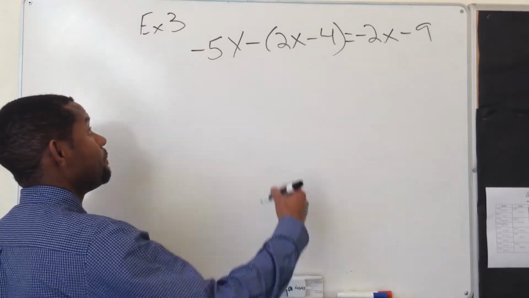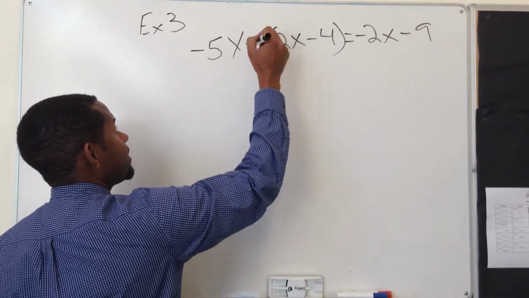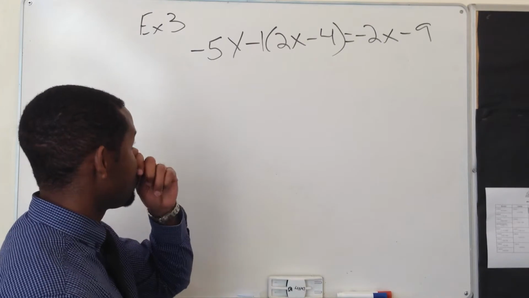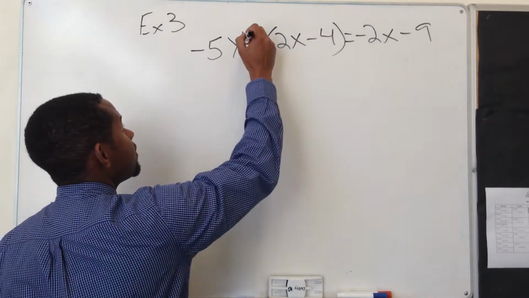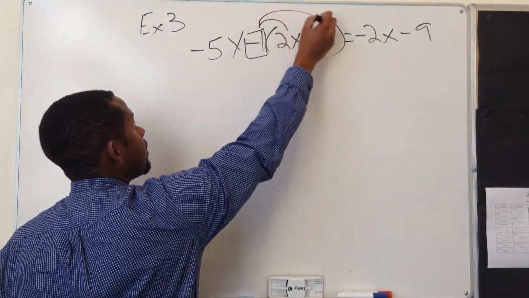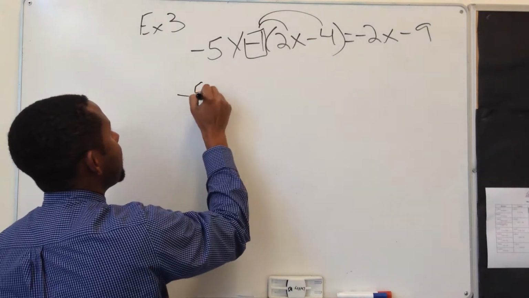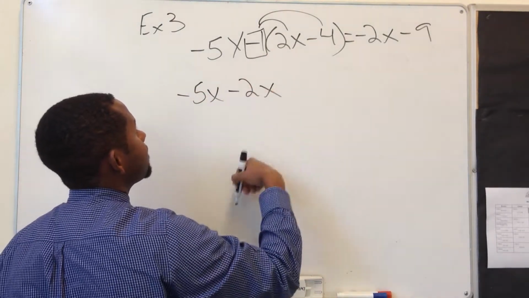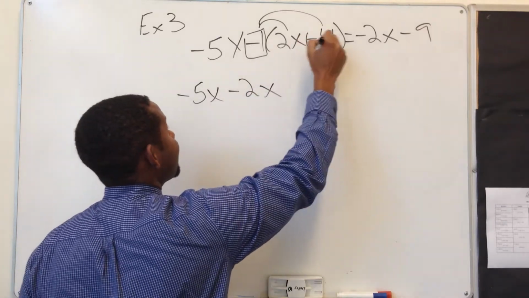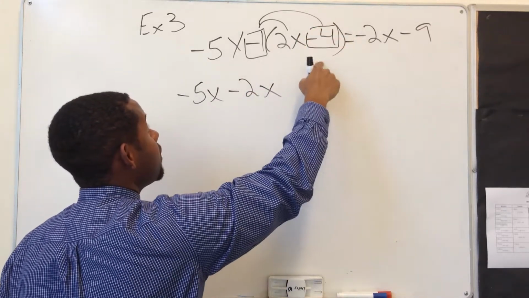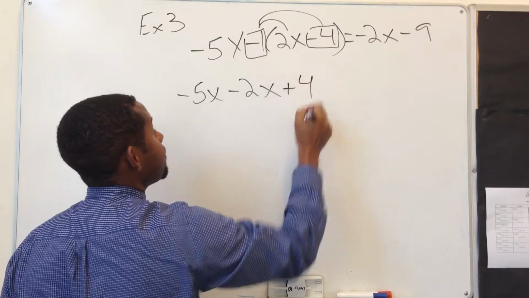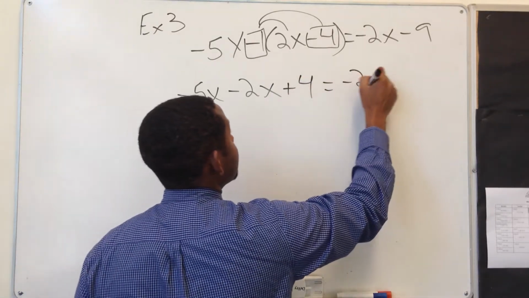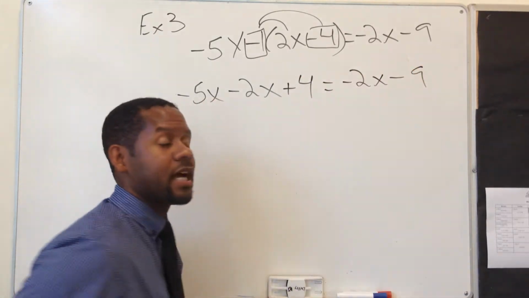Hopefully you did that. I see a negative outside of parentheses, so I'm going to put a 1 here so I can be distributing. Distribute first. Negative 1. So I have negative 5x. Negative 1 times 2 is negative 2x. Negative 1 times negative 4 is positive 4. Equals negative 2x minus 9.